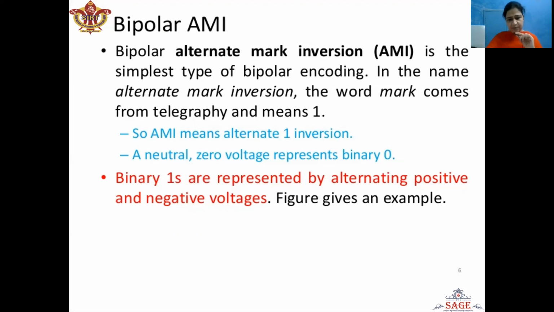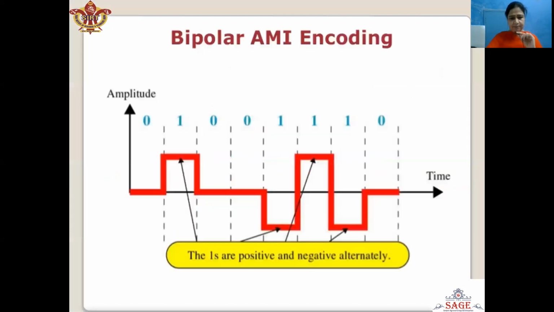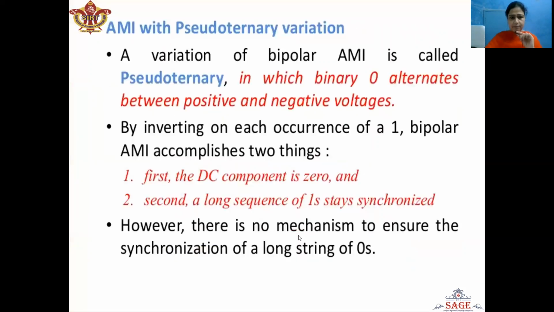Now we can explain this by giving a figure. Here in this figure, we can see we have a sequence of bits. 0 bit is represented by voltage level 0, whereas 1 bit is represented by alternating positive and negative voltages. Here we can see 1 bit is represented by positive voltage, but the next 1 bit is represented by the negative voltage. Then the next 1 bit is represented by the positive voltage, whereas 0 bit is represented by the 0 voltage.